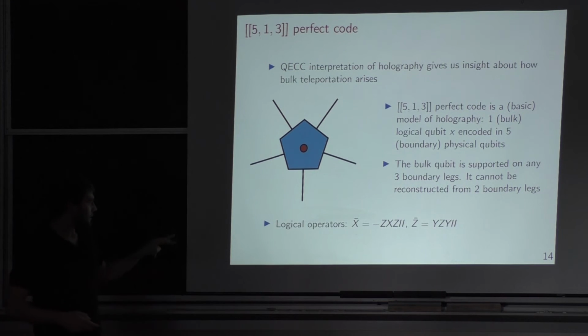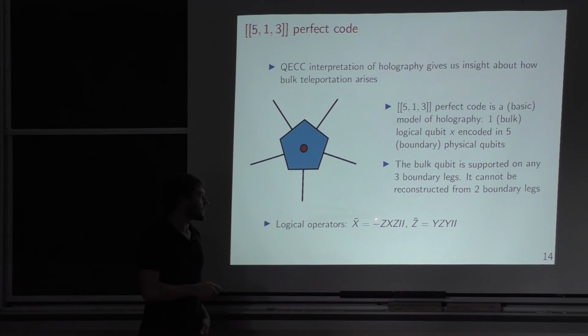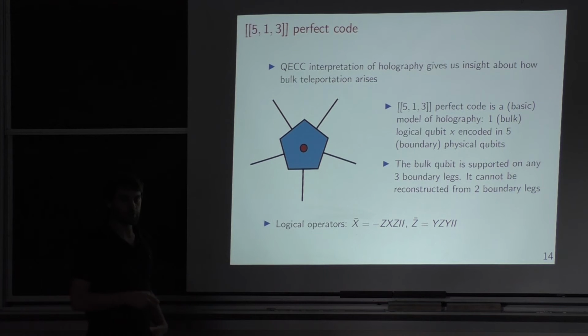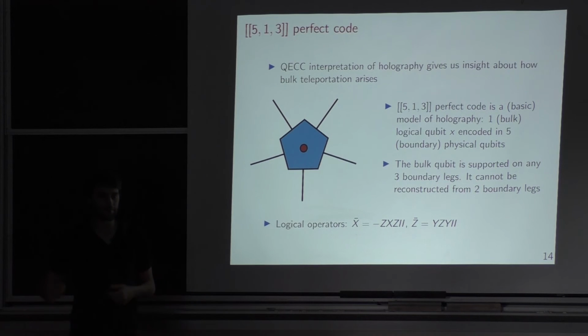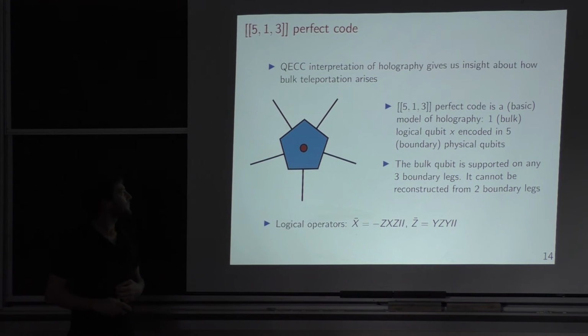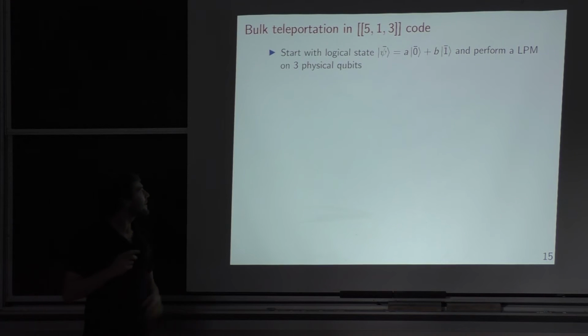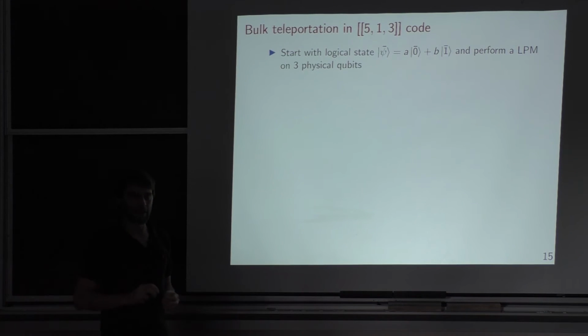In particular, if you have 3 qubits, you can measure a logical operator, which can be made to have support only on 3 legs, and extract the bulk information. For example, this is one representation of logical operators of this code, where you have sigma z, sigma x, sigma z on 3 legs, and you do nothing on the other legs, and you are able to measure x, and this is to measure the logical z, and you can do that just on 3 legs. But on 2 legs, that's not possible. Now, of course, this is not a good model of holography, but you can see exactly how this teleportation happens.